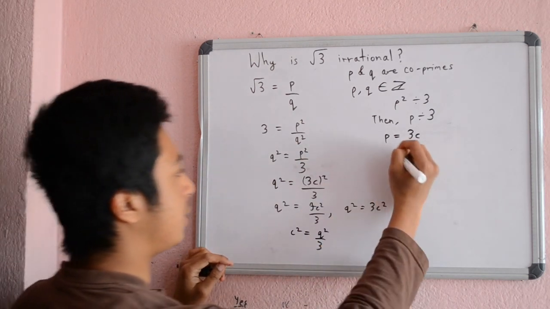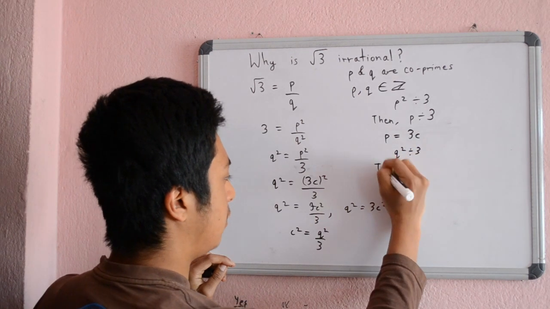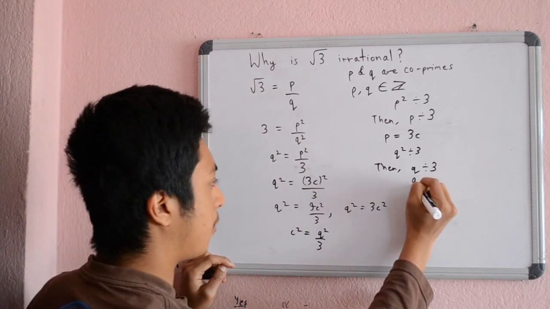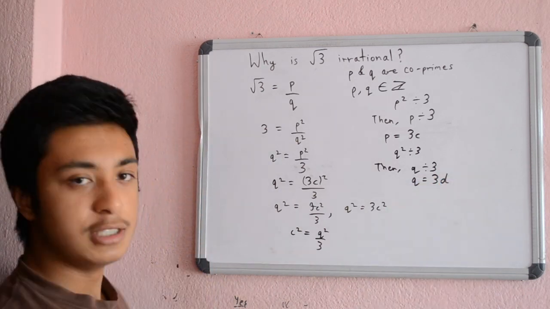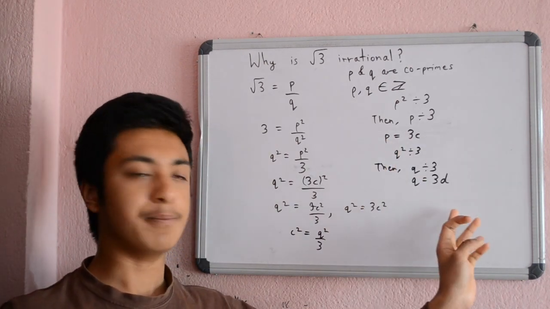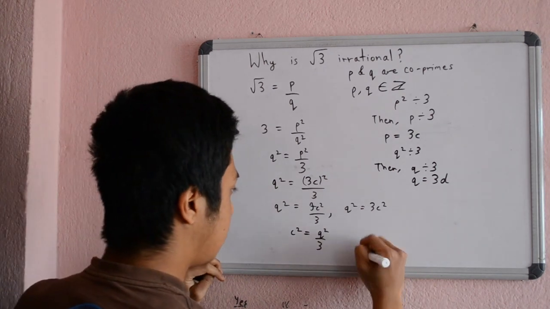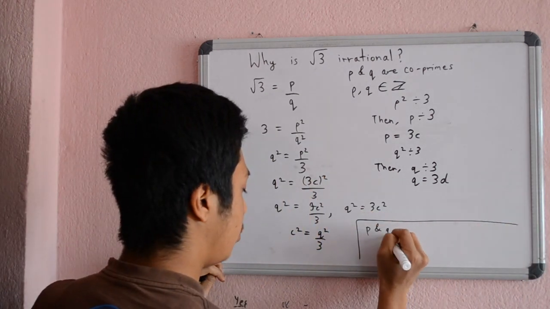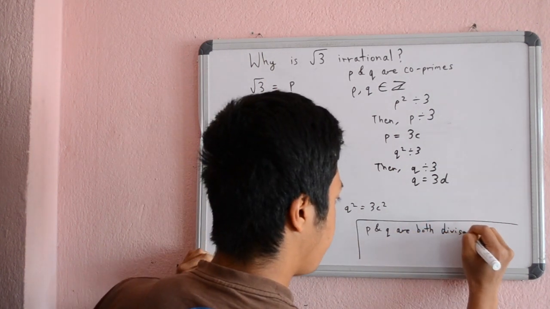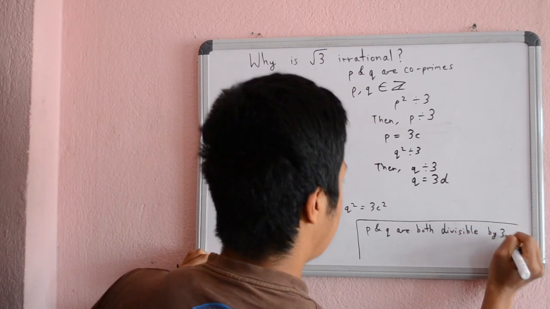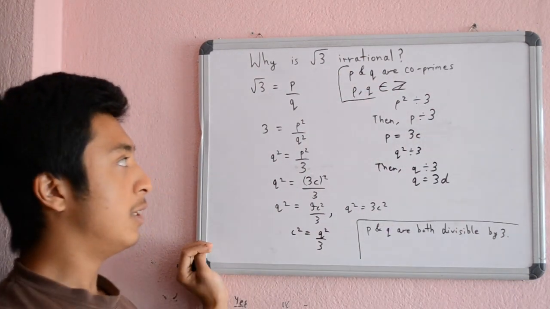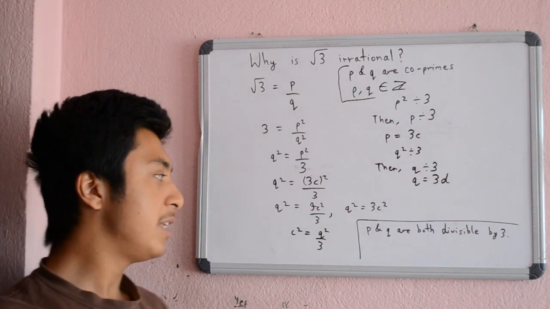If q squared is divisible by 3, then q is divisible by 3 as well. And we can also let q be some number 3 times d. So as you can see, p is a multiple of 3 and q is also a multiple of 3. So what that means is p and q are both divisible by 3. However, this contradicts this condition over here, which is that p and q are co-primes, meaning that they cannot be reduced further.